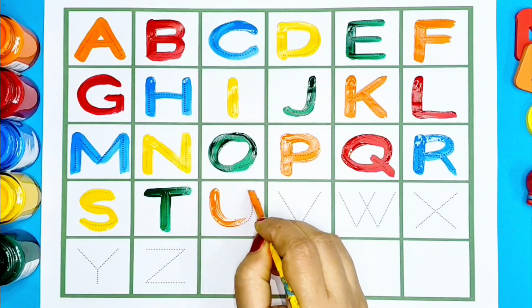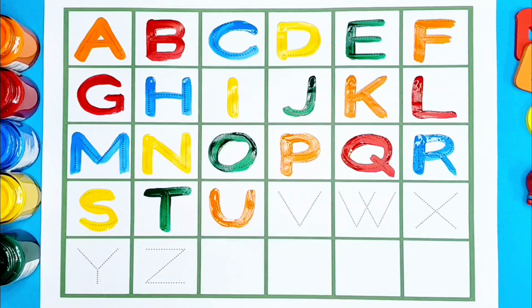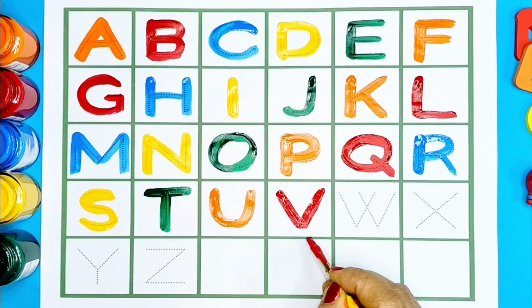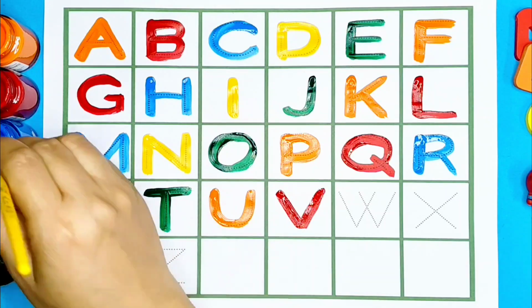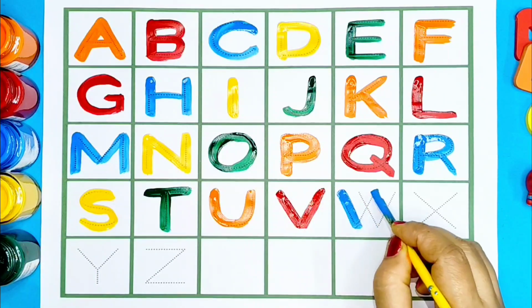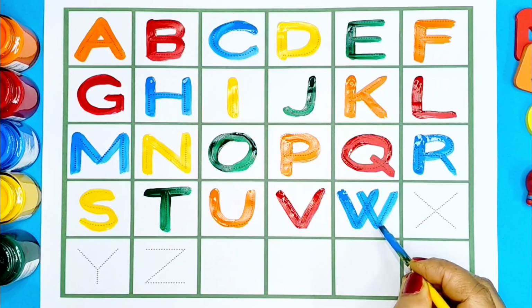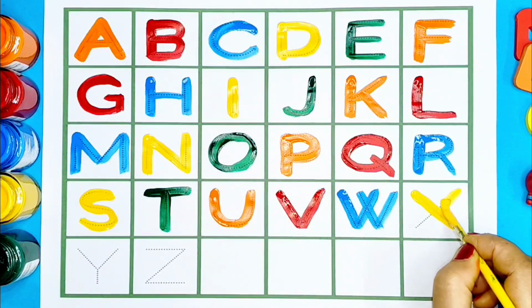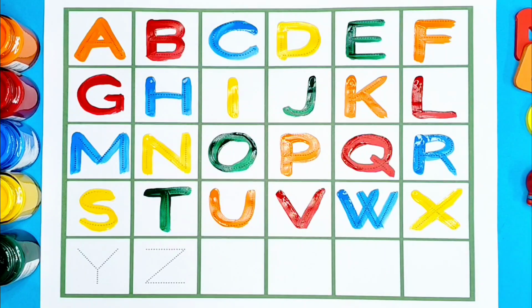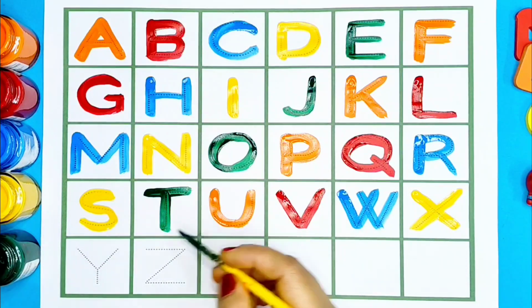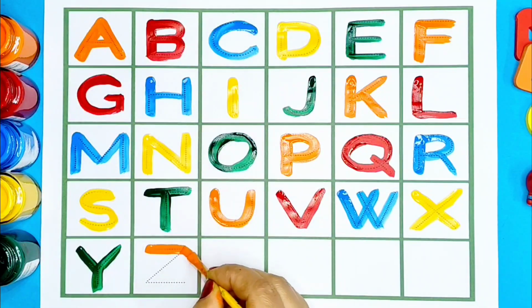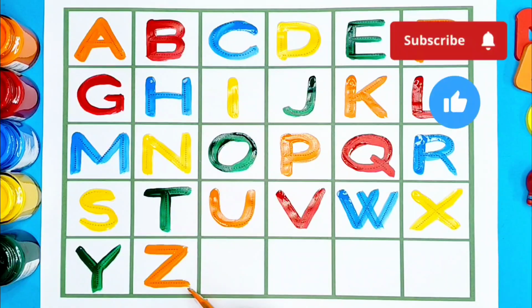Orange color. U. U for umbrella. Red color. V. V for van. Sky blue color. W. W for watermelon. Yellow color. X. X for Xmas tree. Dark green color. Y. Y for yo-yo. Orange color. Z. Z for zebra.